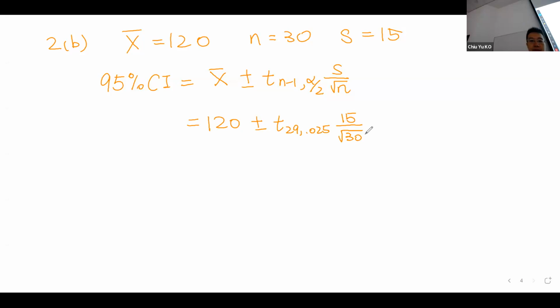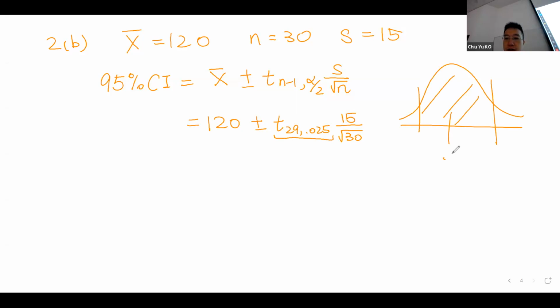Okay. And just to remind you why this is the case, this is 95% in the middle, and this part is 0.025, and this part is also 0.025. So that's why we have 0.025 here.